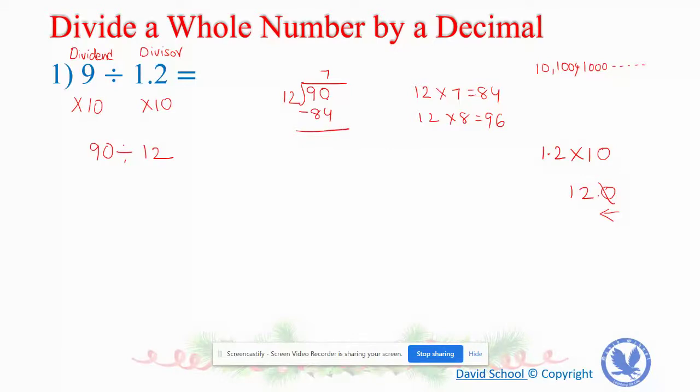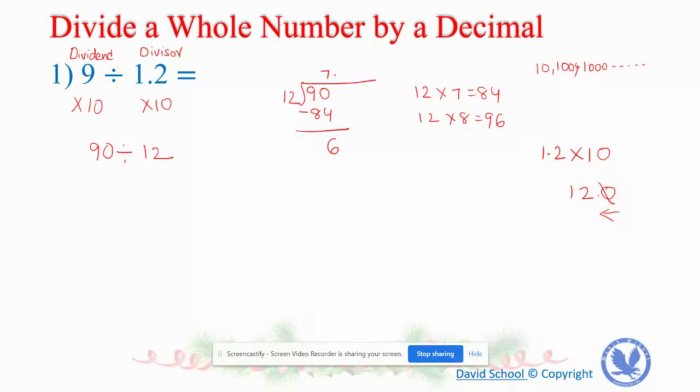So 0, we can't take away 4 from 0. That is why we have to borrow 1 from 9. So 0 becomes 10 and 9 becomes 8. Do everything in your mind. So 10 minus 4 is 6. 8 minus 8 is 0. So we are not going to stop the long division here with the remainder 6. We already learned this, right?